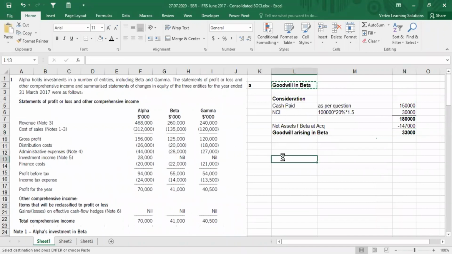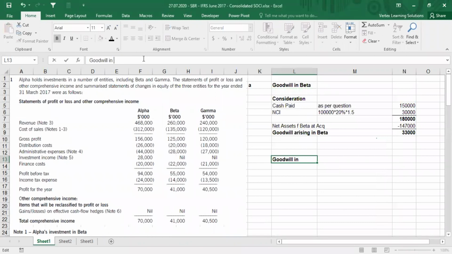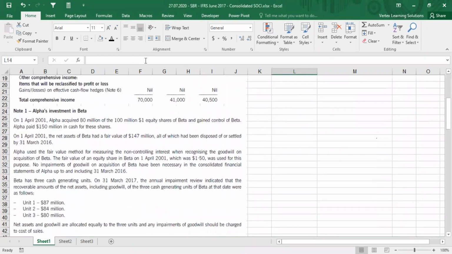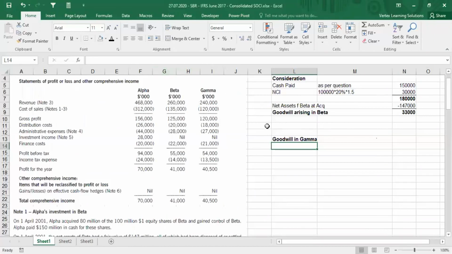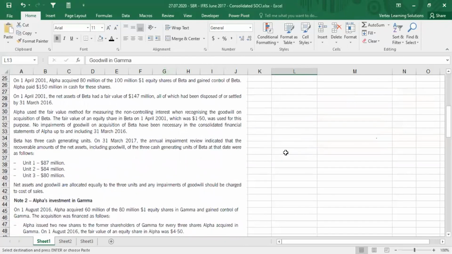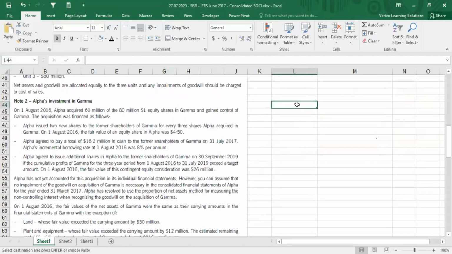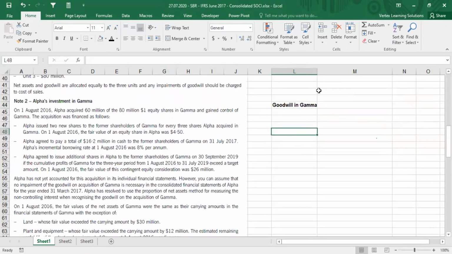Then we calculate goodwill in Gamma. So again, the same format. Now you are not paying cash. How do you acquire Gamma? And by the way, let me just put it here and then I will take it up so that we don't do scrolling a lot. So goodwill in Gamma, how do we calculate? On 1st August, Alpha acquired 60 million of 80 million shares. So in Gamma, it says on 1st August 2016.